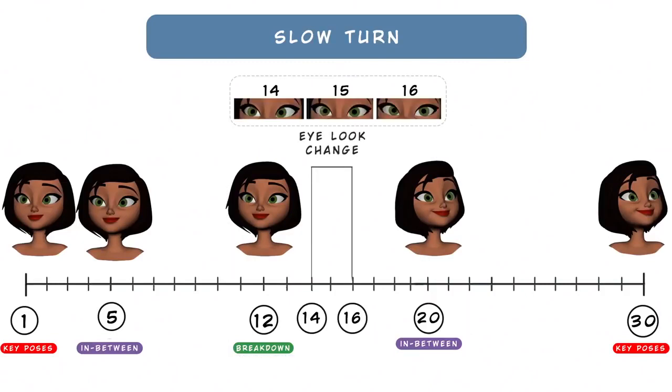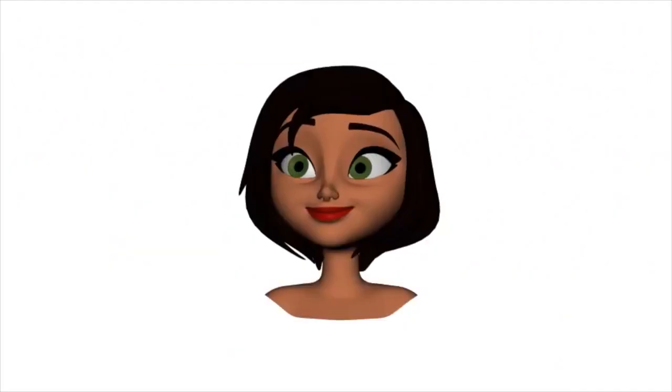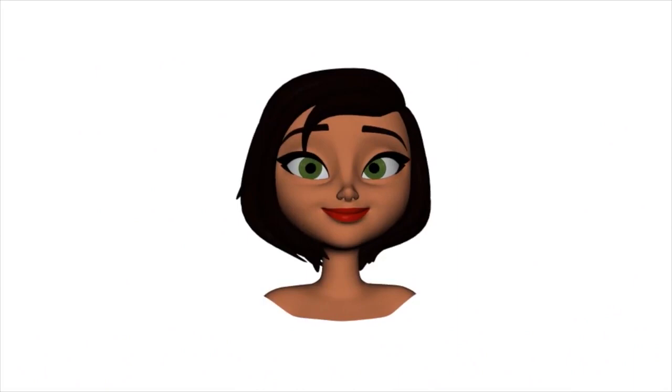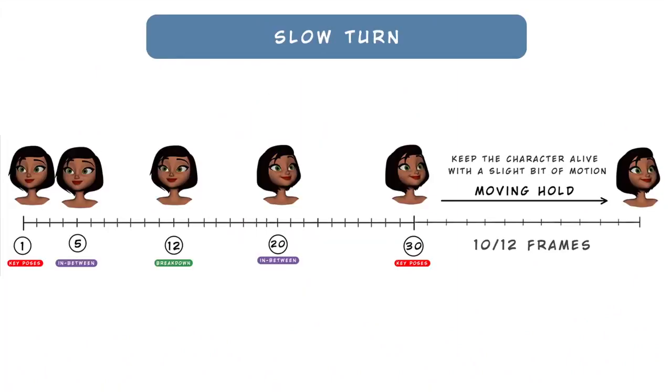At frame 14, we change the eye look direction. So up to frame 14, she still looks on the left screen. At frame 16, she already looks on the right. So after that, we can add the moving hold at the end and some air animation.